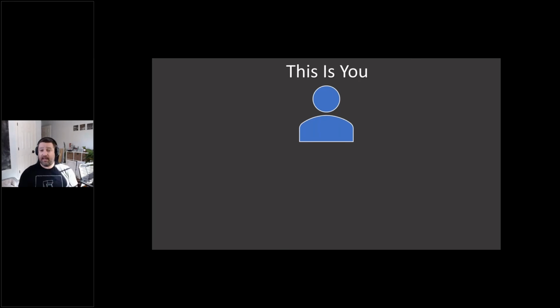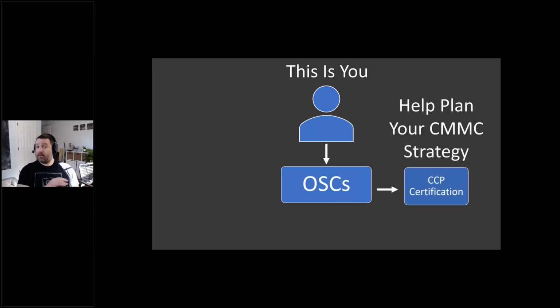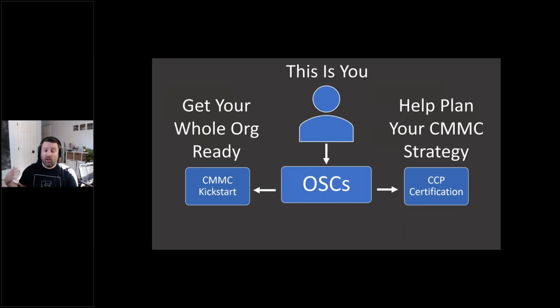So again, to make it simple, this is you, you're blue, you have no identity, you're just a faceless person in my PowerPoint slide, and you work at an OSC. One of the things you could do is become a CCP, a certified CMMC practitioner, and you could help plan your organization's CMMC strategy. The other thing you could do is look into getting Kickstart for your whole business. Kickstart will get anybody inside your organization ready with some basic knowledge about all of the changes that will be coming in the next few years.